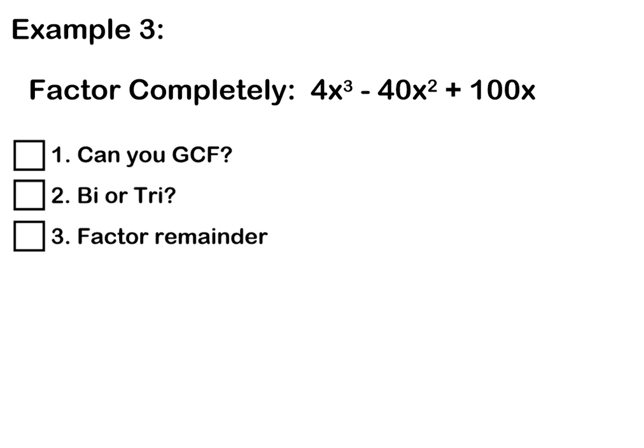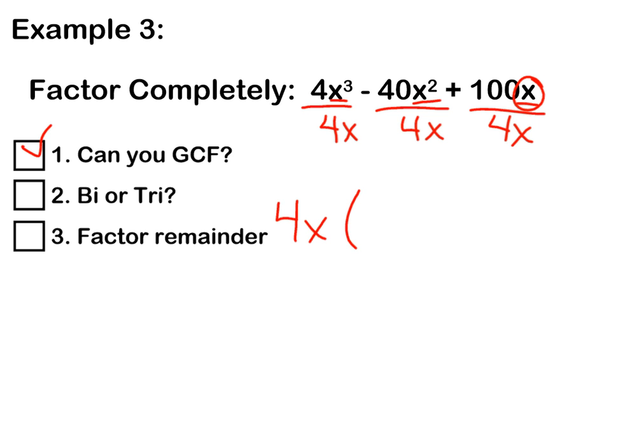So I check to see if I can greatest common factor. On this one, I can take out a 4 from everything. I also notice that they all have a variable. So I'm going to take the smallest amount available. So my greatest common factor from the original is 4x. I'm left with 1x squared minus 10x plus 25.